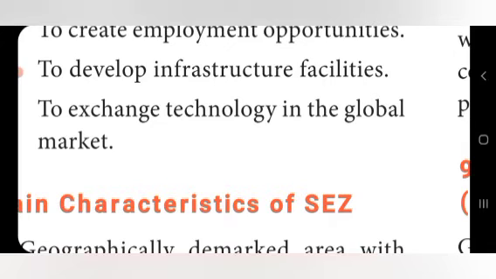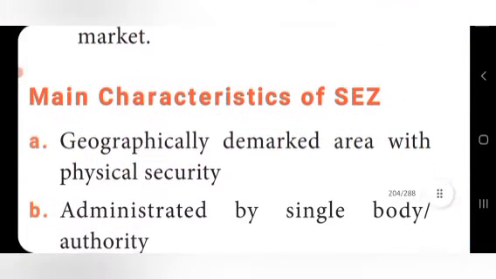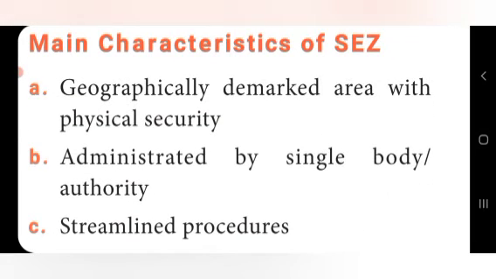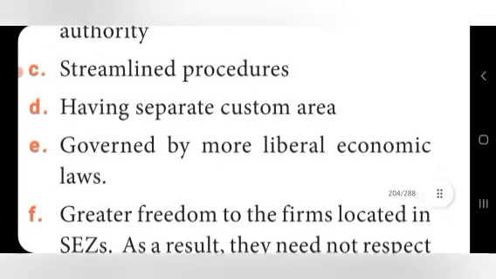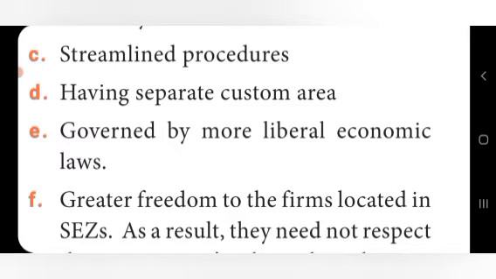The main characteristics of special economic zone. What are the main characteristics? The objectives, you know that. How many objectives are given? Six objectives are given. The main characteristics of special economic zones are: a geographically demarcated area with physical security, administered by a single body authority. Then streamlined procedures should be followed. Having a separate customs area. The special economic zone should have a separate customs area.